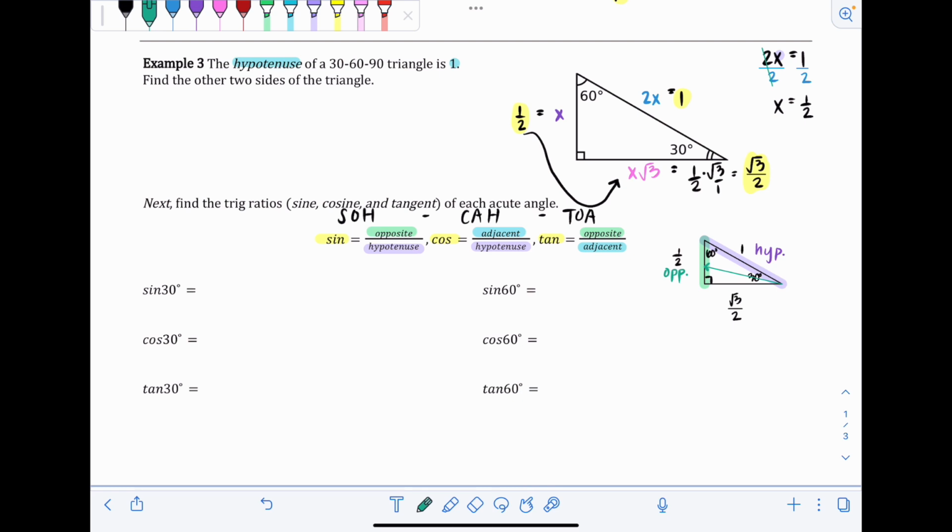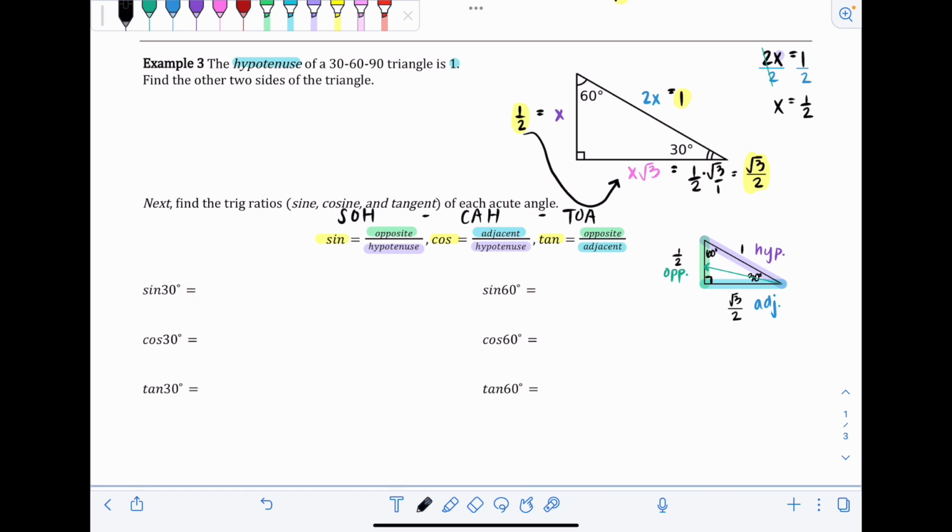And then the adjacent side is the leg that helps create the angle. So that would be that root 3 over 2. But again, sometimes the adjacent leg is the hardest one to find. So maybe do hypotenuse and opposite first if you're having a hard time. And then the third one would have to be the adjacent.